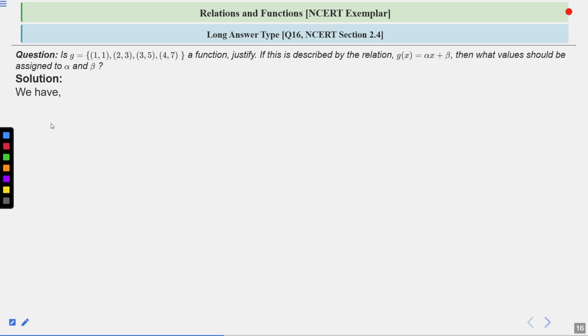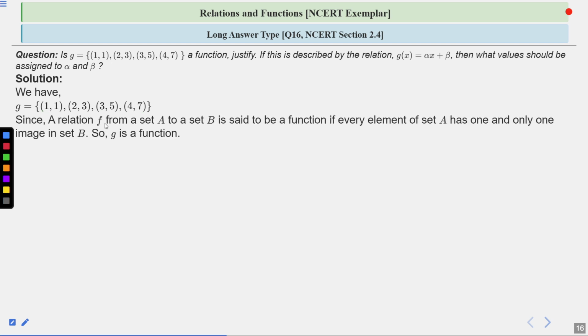We have the given set G with ordered pairs (1, 1), (2, 3), (3, 5), (4, 7). Since a relation F from set A to B is said to be a function if every element of set A has one and only one image in set B, G is a function.